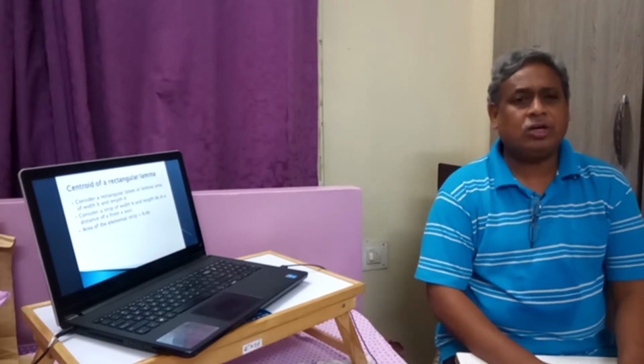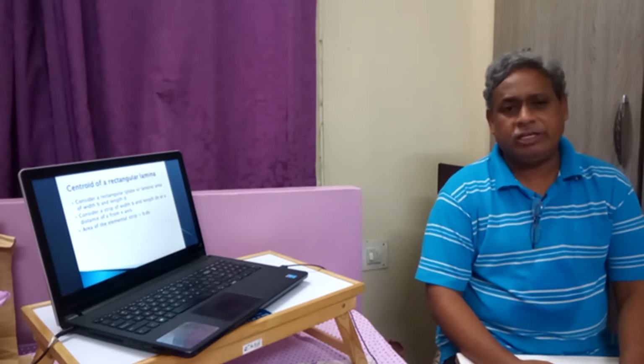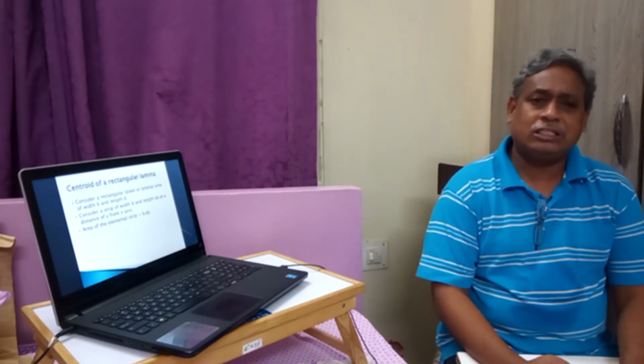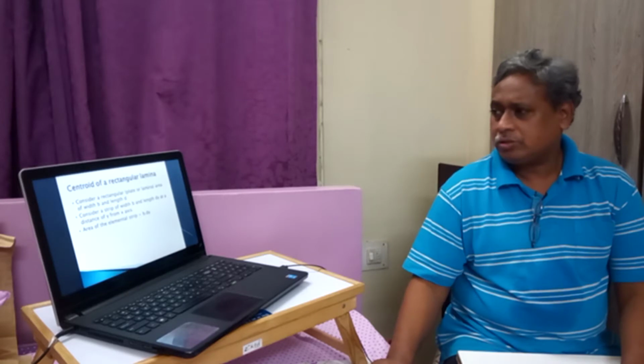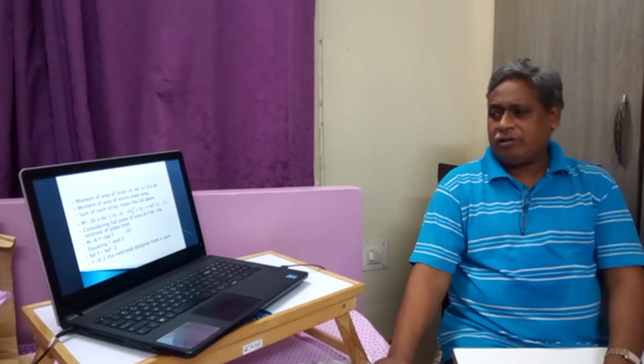That plane figure may be a combination of rectangles, triangles, or many other shapes. Generally, we take some standard cases, that is triangles, rectangles, circles, quadrants, semicircles, etc. So, the basic concept is we will find the moment of areas of entire strips and sum or integrate them to find the moment of area of the entire body, and knowing the total area of the body, we will find y.